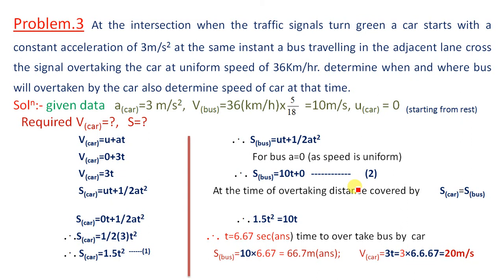Read the problem carefully. At the intersection, when the traffic signal turns green, a car starts with a constant acceleration of 3 meter per second square. At the same instant, a bus traveling in the adjacent lane crosses the signal, overtaking the car, at a uniform speed of 36 km/h. Determine when and where the bus will be overtaken by the car. Also determine the speed of the car at that time.